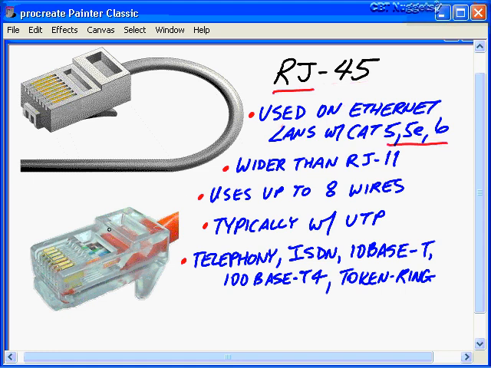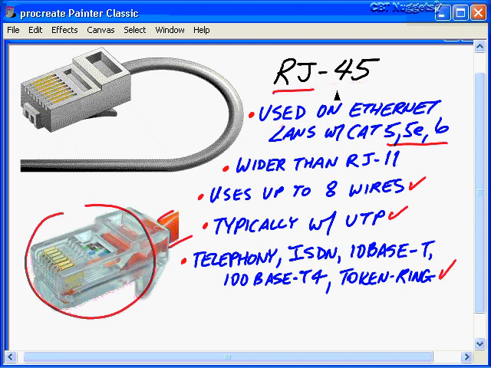The jack is wider than RJ11, and supports up to 8 wires. All of the 8 wires may or may not be used. It just depends upon the implementation. Typically, you're going to use your RJ45 jack with an unshielded twisted pair cable, and RJ45 jacks can be used for telephony, with ISDN networking, 10BaseT Ethernet, 100BaseT4 Ethernet, and token ring.